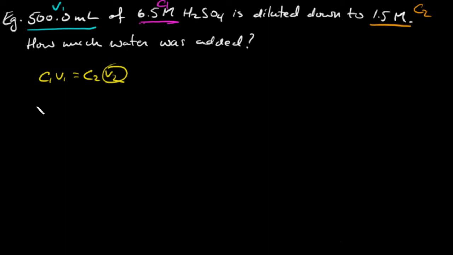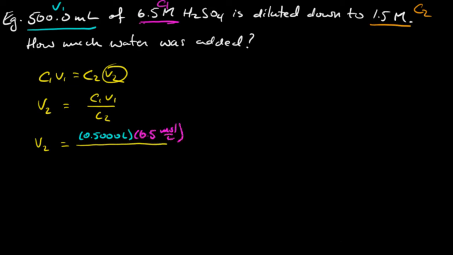I know everything else. So let's isolate for V2, rearrange my equation, and plug in everything I know. But just be aware that this is not going to give me the final answer I'm looking for yet. So I have 500.0 milliliters, so 0.5000 liters. I have a concentration of 6.5 moles per liter. And I have a final concentration of 1.5 moles per liter. You should be able to see here that the moles per liter will cancel and you're left with liters, which is of course the unit that you want.